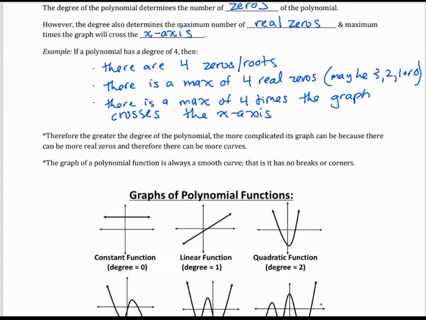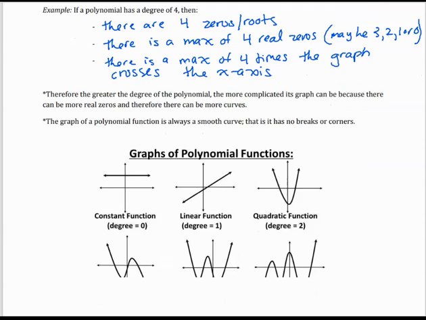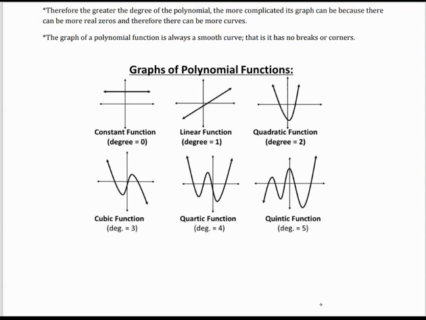Therefore, the greater the degree, the more complicated the graph can be, right? Because I'll have more zeros and more times I could cross, so then there's more curves. Okay? Again, it's always a smooth curve, unless we are linear, then it's obviously a line. Okay, so here are some examples of polynomial functions.